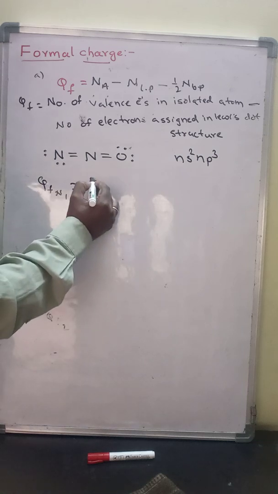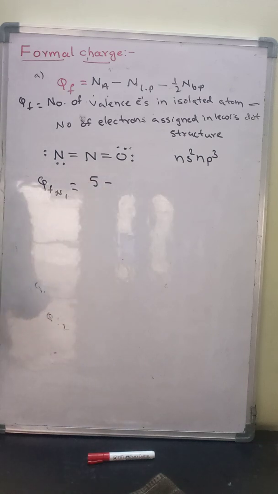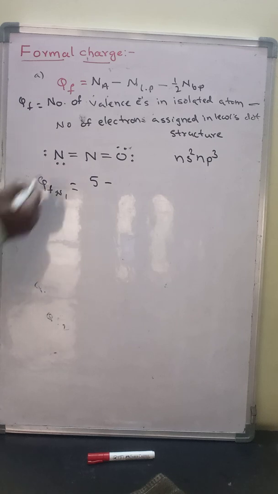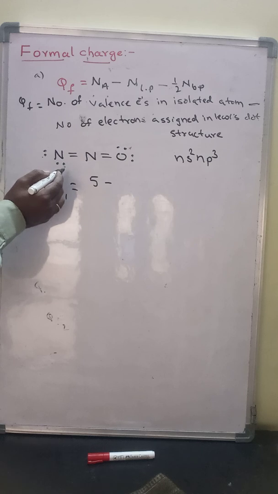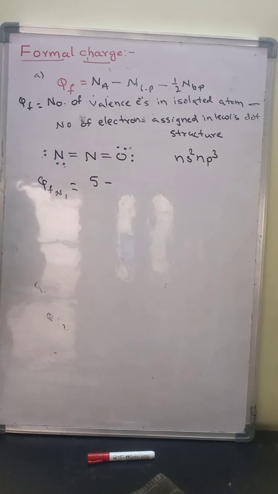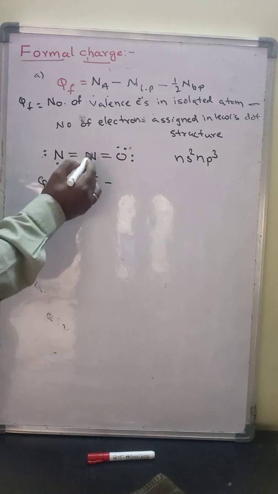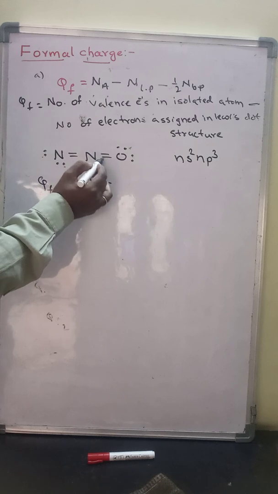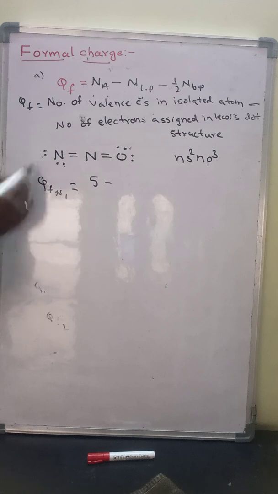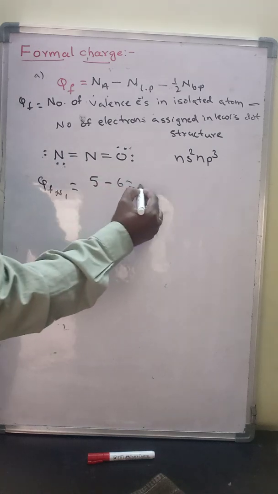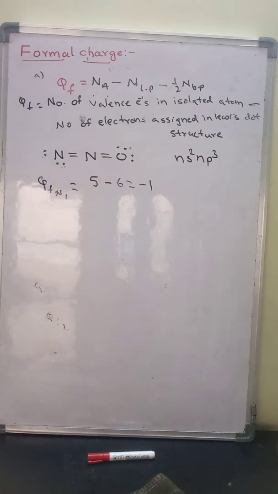Nitrogen has 5 electrons in its valence shell. In this structure, these two electrons belong to this nitrogen, and in this double bond, two electrons belong to this nitrogen. So 2 plus 2 is 4, 4 plus 2 is 6, and 5 minus 6 gives the formal charge of the first nitrogen atom as minus 1.